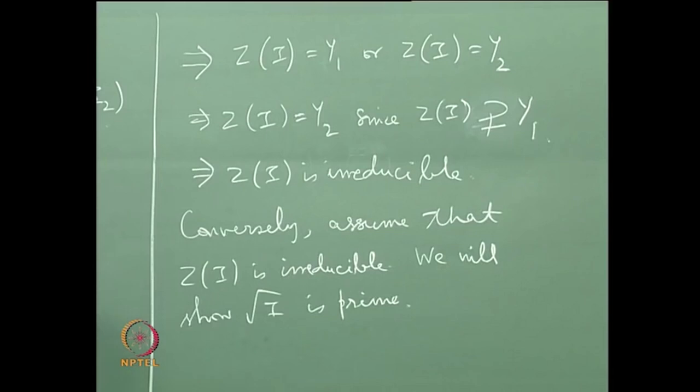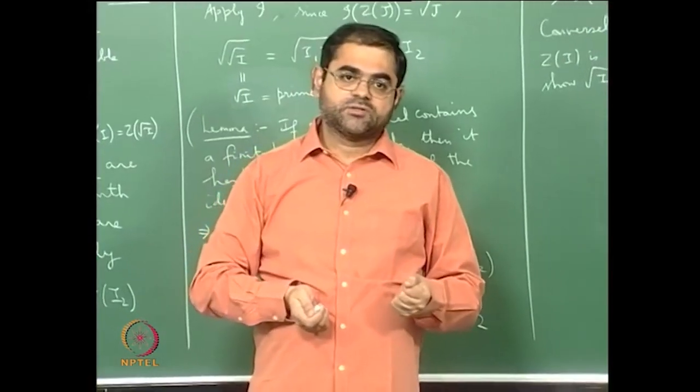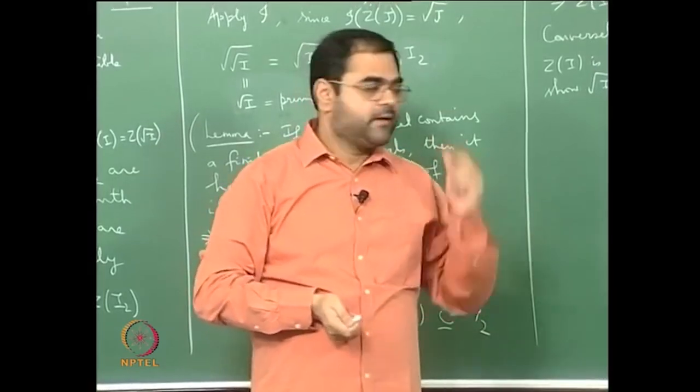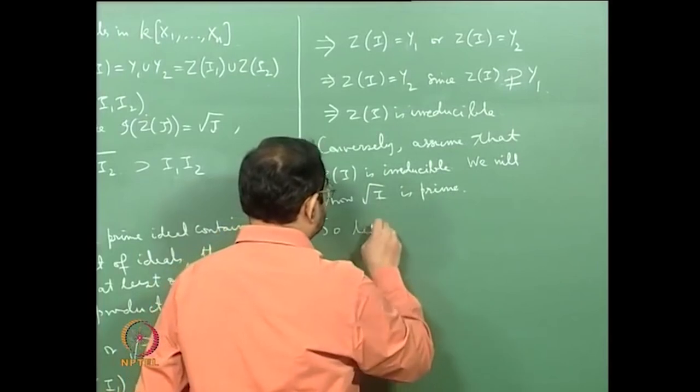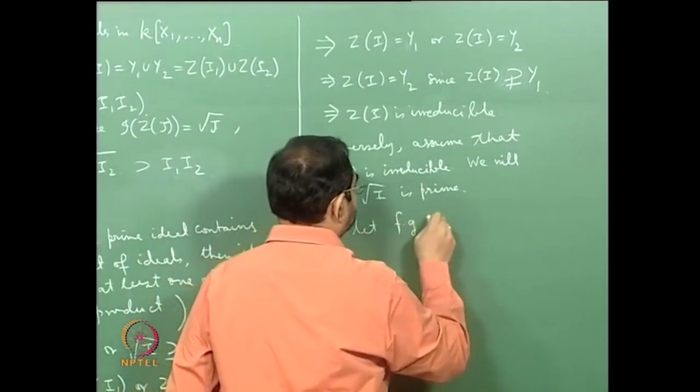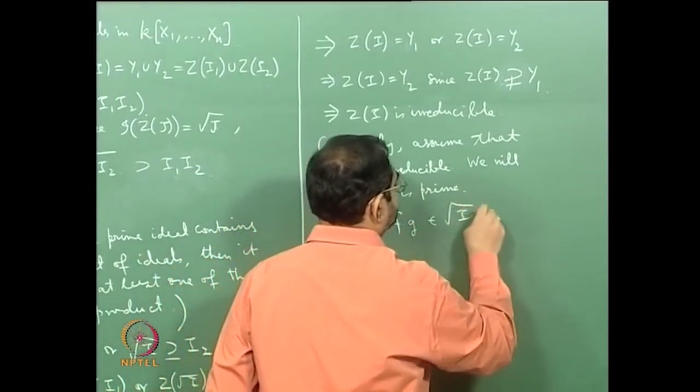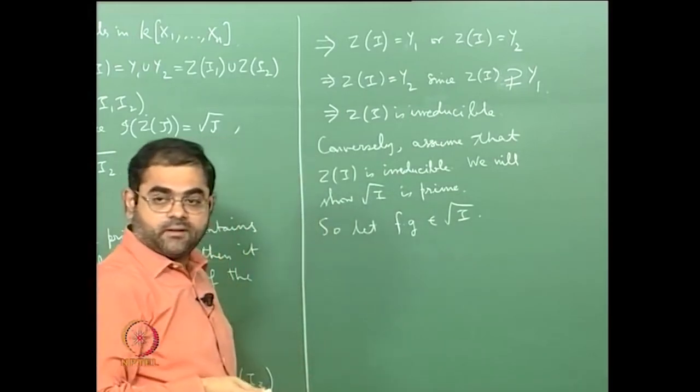You have to take a product. How do you check an ideal is a prime ideal? You take a product of two elements of the ring as belonging to the prime ideal and demonstrate that one of the two factors of the product is in that ideal, okay. And so what we will do is, let f times g belong to rad I. Let the product be in rad I, okay.